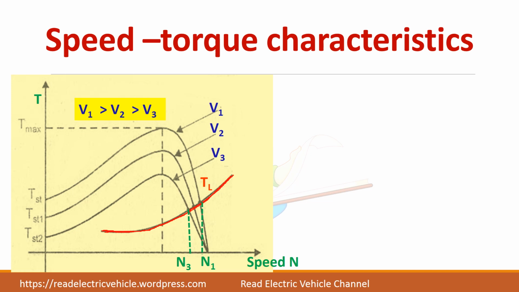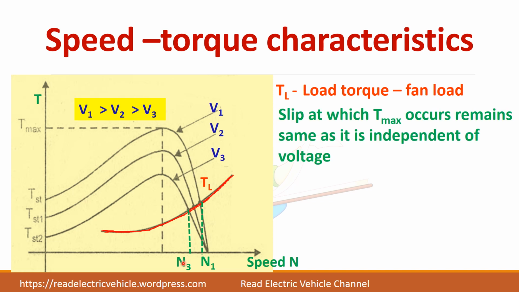Let us see the speed torque characteristics. So it is drawn for different voltage. V1 represents the rated voltage and V2 and V3 are reduced voltage, and TL represents the load torque line, which in this case a fan load is taken, so the line is like this. Now this intersection point will give you the speed at which the motor will run for a particular voltage. So in case of V1, the speed is going to be N1, and in case of voltage V3, the speed is going to be N3.